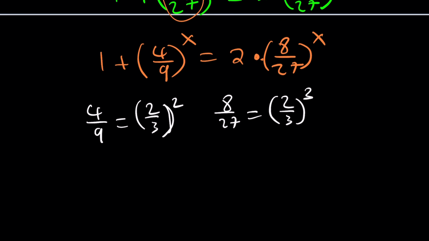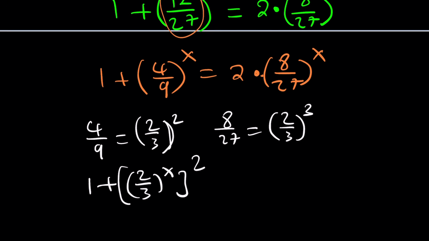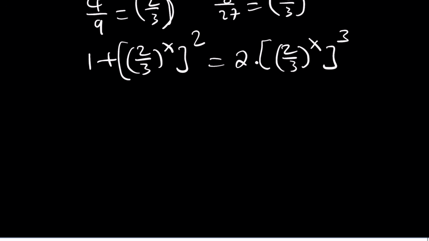Perfectly fine. But now what we're going to do is we're going to write these as follows. 1 plus 2/3 to the power x, and then I can just square that. You know that the powers will interchange. And then here, I can just write it as 2/3 to the power x, and then to the 3rd power. And now, this calls for substitution again. Call this a, b, c, whatever. Let's just call that u. You get 1 plus u squared equals 2u cubed.